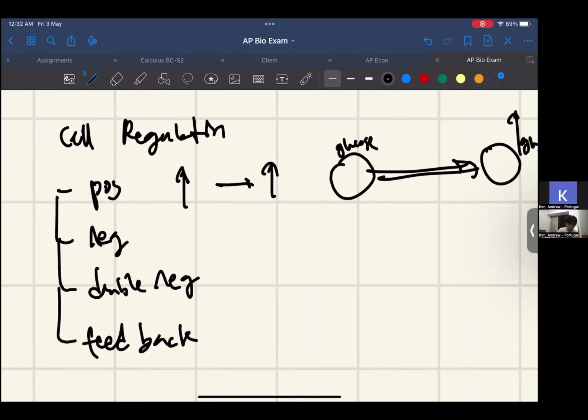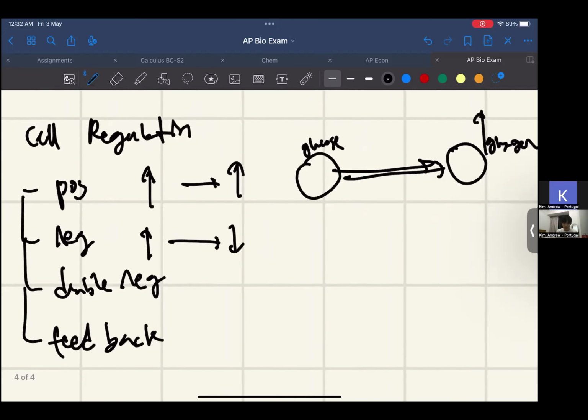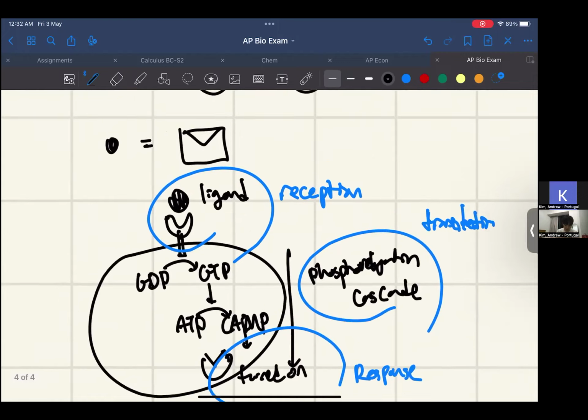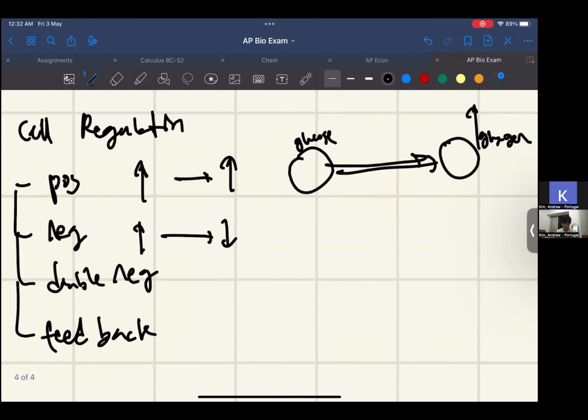Negative relation is the opposite. When one increases, the other one decreases. For example, this can also be seen in ecology. If you have more sharks, then that would cause a decrease in the number of fish, right? So when one increases, the other one decreases, that is called negative relation.